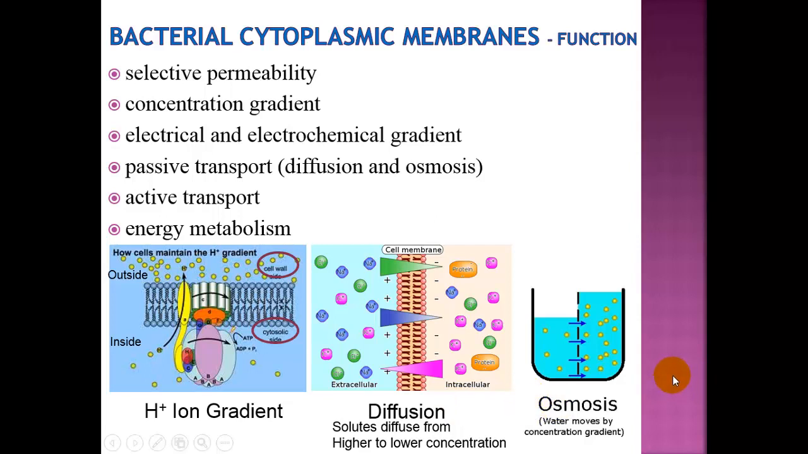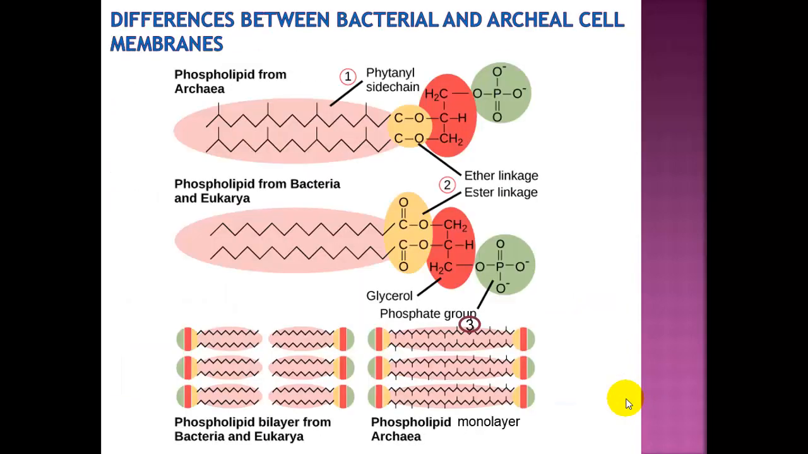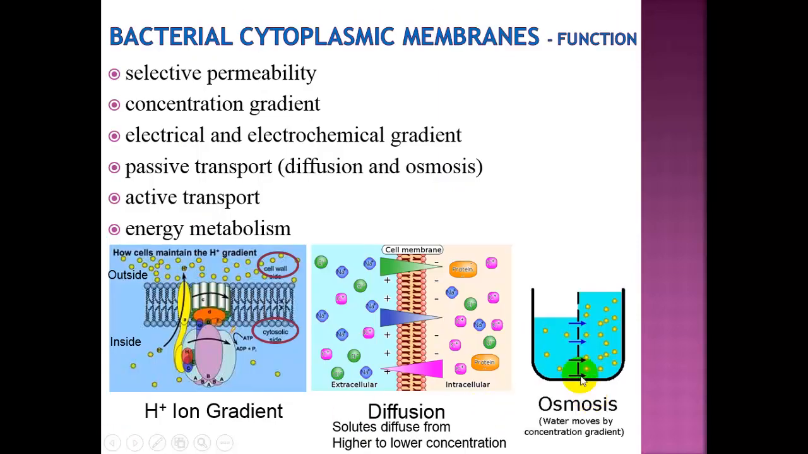In osmosis, water moves from an area of fewer solutes to an area of more solutes, trying to equilibrate the water concentration on each side. Finally, one special function of the cytoplasmic membrane in prokaryotes is that of energy metabolism.